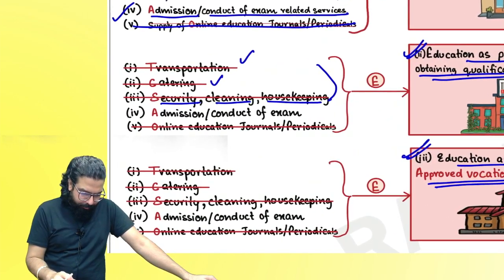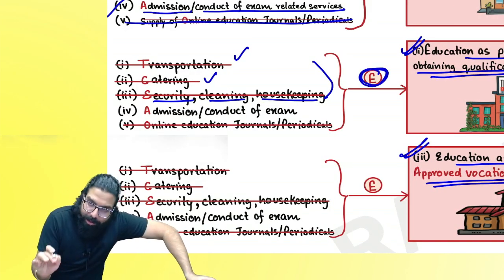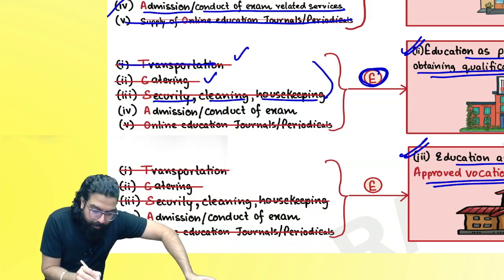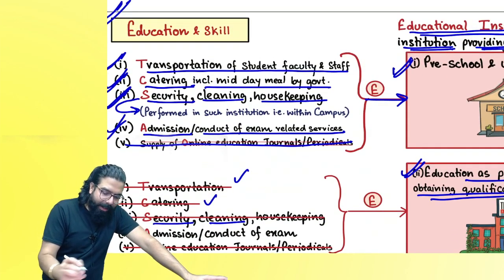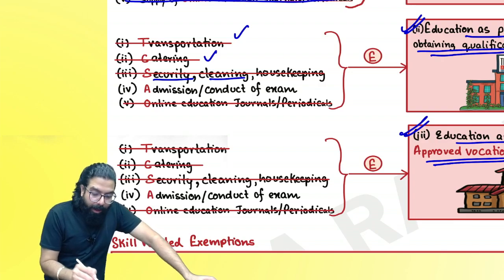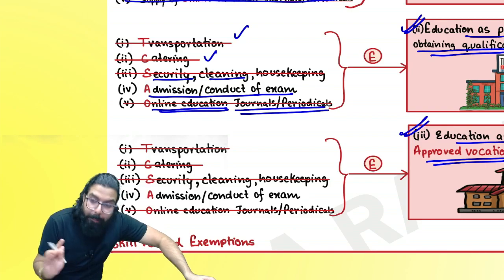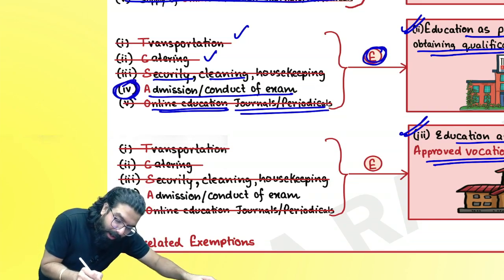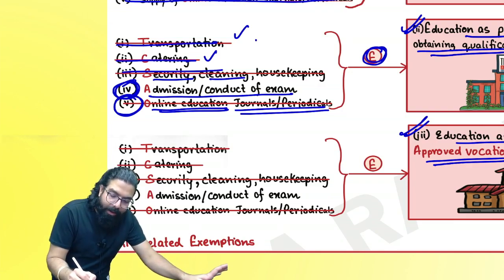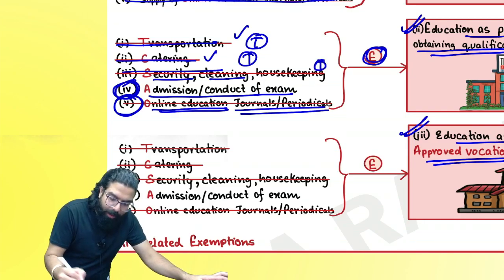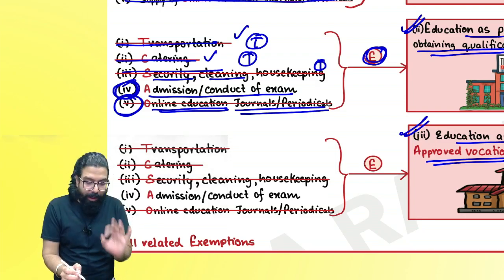One minute, everyone. What is exempt? Here, the first four services are exempt. Correct, everyone? In the second case, admission or conduct of examination and online educational journals and periodicals are also exempt. Fourth and fifth, both are exempt. First, second and third are always taxable. What services are exempt? The last one, by mistake it is cut. Copy paste. Everyone, you have to go ahead and remember.